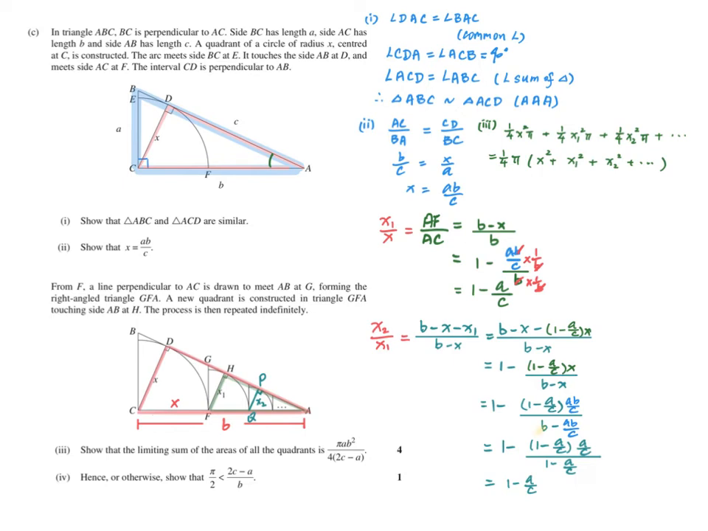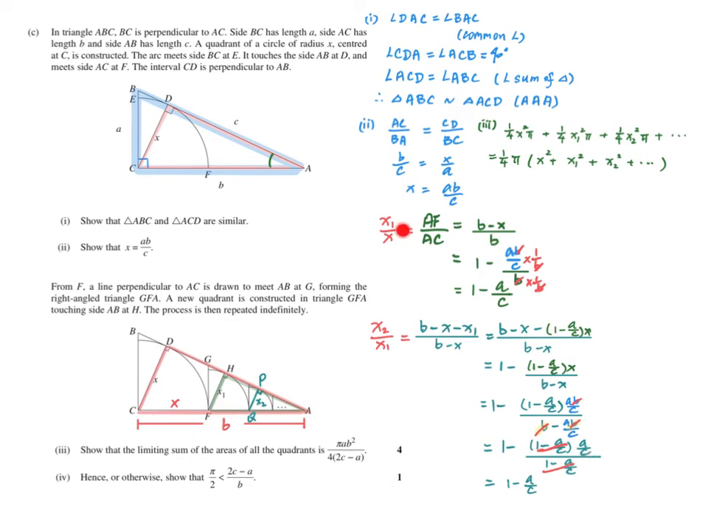Now, if we take out the common factor of B, it can be cancelled with the B in the numerator. The denominator now becomes 1 minus A over C. And now you can cancel the common factor of 1 minus A over C from both the numerator and the denominator to obtain the ratio of x2 over x1 equals 1 minus A over C.